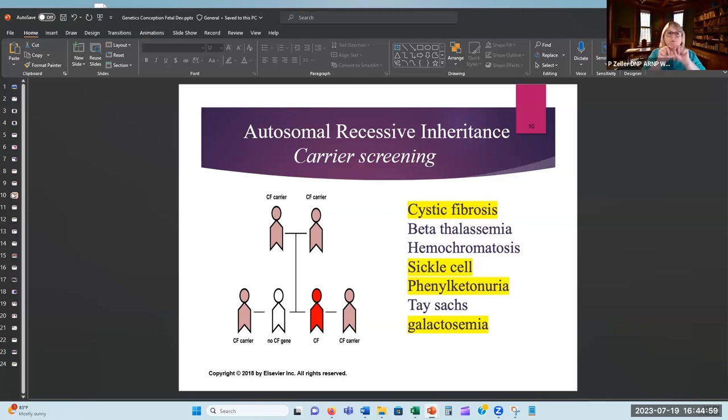So if they both have it, then there's a 1 in 4 chance that their baby is going to have cystic fibrosis. And that's what we mean by recessive. There's only a 1 in 4 chance that one of their children is going to be affected. Two of their children have a risk of actually carrying the gene. And one child, 1 out of 4, is not going to have the gene nor the disease. So this is autosomal. The only thing you need to remember is that it's a carrier screening for abnormal genes.